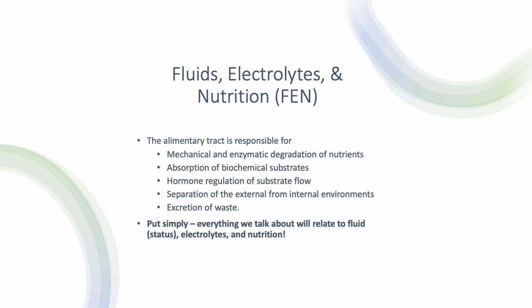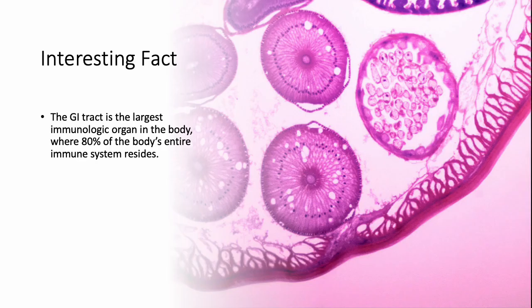Everything that we're going to talk about in this section has to do with fluids, electrolytes, and nutrition. So your approach to any of these conditions should be in 3 steps: fluids, electrolytes, and nutrition. And just a fun fact, about 80% of the body's entire immune system resides in the GI tract.